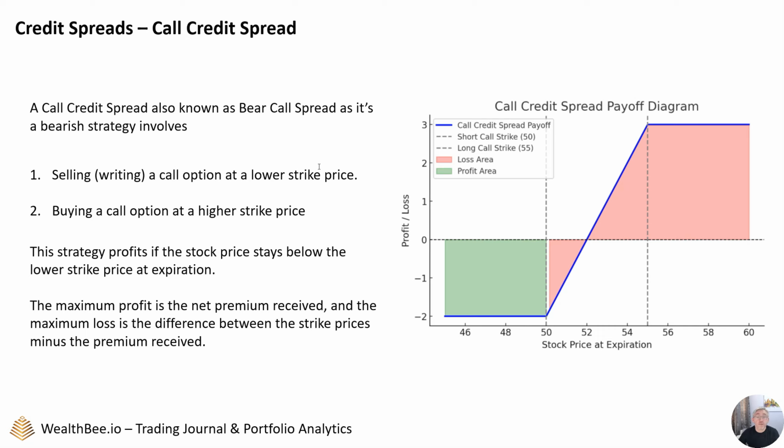In the diagram to the right, you can see that we've sold the 50 and we've bought the 55. And once again, we've received $2 in premium. So this strategy profits if the price stays below 50 at expiration, and the maximum profit is the premium of $2, and the maximum loss is once again the difference between the strike prices, the 50 and the 55, so that's a $5 difference, minus the $2 premium, making the maximum loss $3 as well. And you can see that in the diagram.